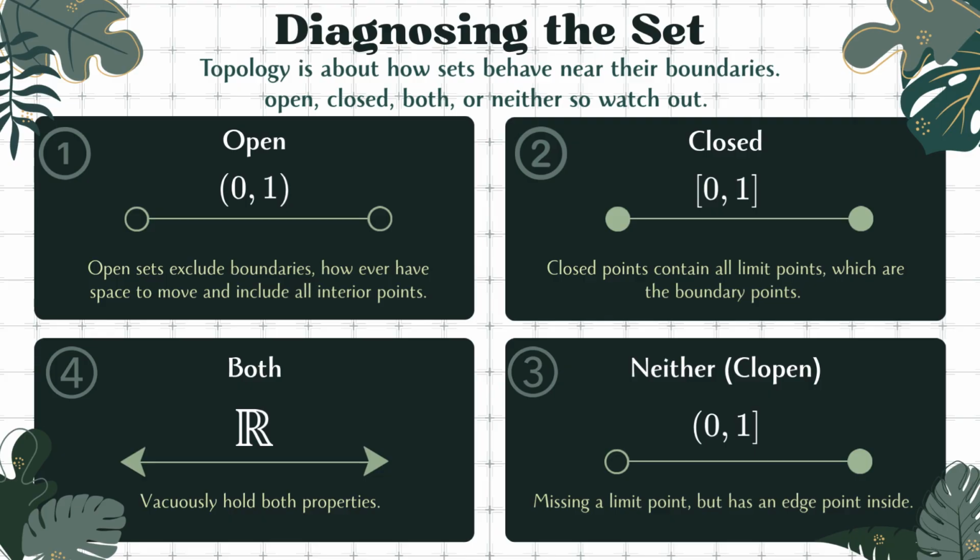Example 3, [0, 1) is neither. It excludes one boundary point, but it includes the other. So it fails both tests. Example 4, the entire real line is both open and closed. The key question is always, what happens near the boundary points?